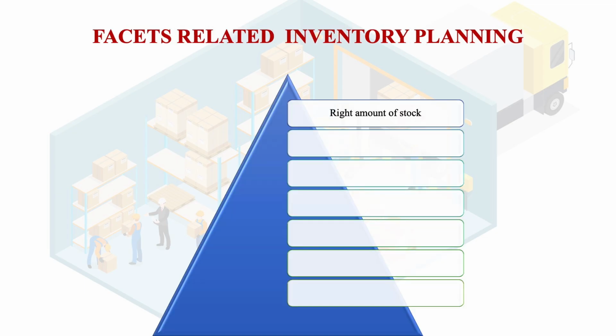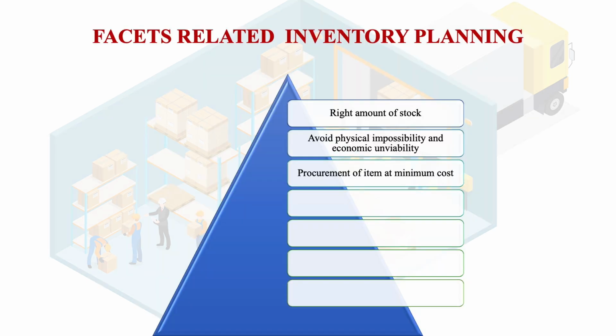Right amount of stock. Next, avoid physical impossibility and economic unviability, meaning we should not lack space to store our stock of items. It should also not be financially unviable, meaning we have to store the item only as we require, not more and not too little. Procurement of items at minimum cost.